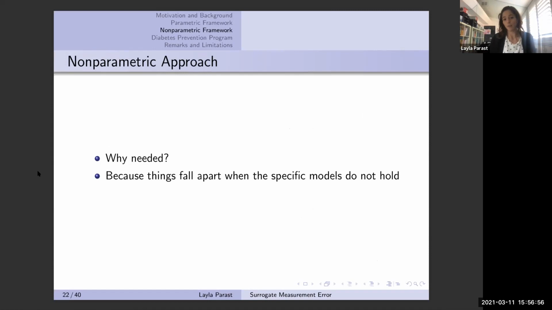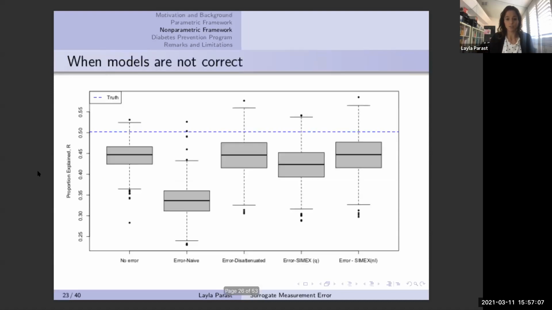So that's the parametric approach and two ways to correct for measurement error within the parametric approach. I'm going to talk now about the non-parametric approach. Why is that needed? Because, not surprisingly, things fall apart when those two models don't hold. So here's what it looks like.